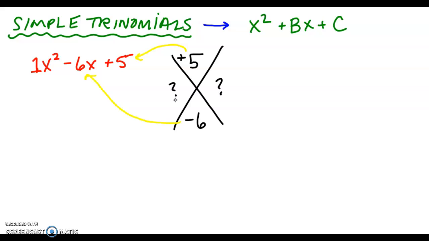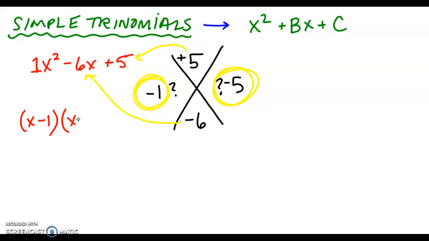And if you can't think of them, we sometimes write down, okay, well, what are numbers that multiply to 5? 5 is easy, right? There's only one set, a 1 and a 5. If we want them to add to -6, we realize this must be a -1 and a -5. And now that we have those 2 numbers, we can write the factors of this trinomial. We know then that the factors are going to be x, here's the first number, subtract 1, multiplied by x subtract 5.